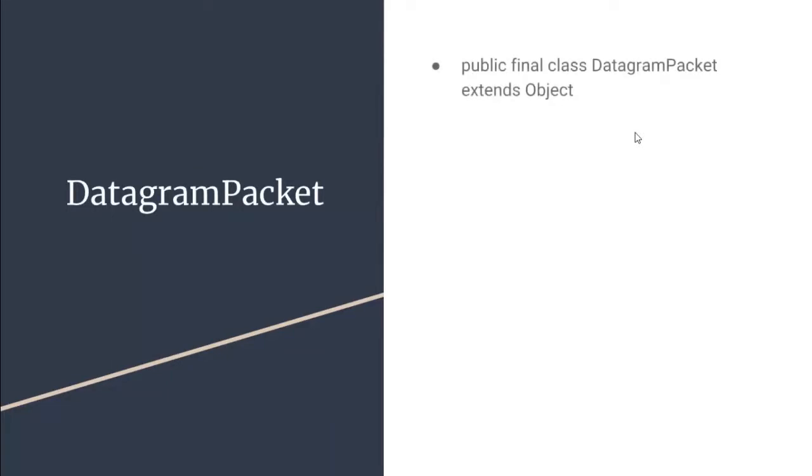Signature of DatagramPacket is here. Public final class DatagramPacket extends Object. As you can see, DatagramPacket is a final class, and a class declared as final can't be inherited, and obviously every class in Java is a subclass of the Object class. But the question comes to mind, what does DatagramPacket do? The simple answer is DatagramPacket stores our message.